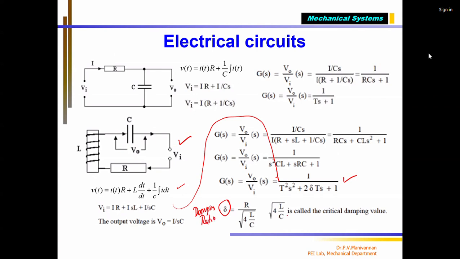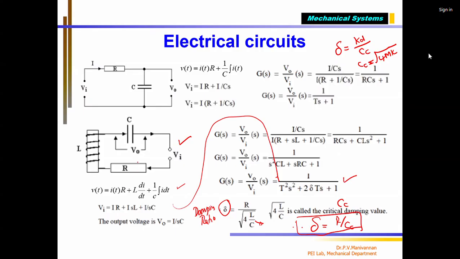And this root of 4 L by C in the denominator is called the critical damping CC. So I can write delta equal to R divided by CC. Do you remember in the previous class we talked about delta of the spring mass damper system, correct? Delta was KD divided by CC, where CC equals root of 4 MK. This was written in the previous class for the spring mass damper system.